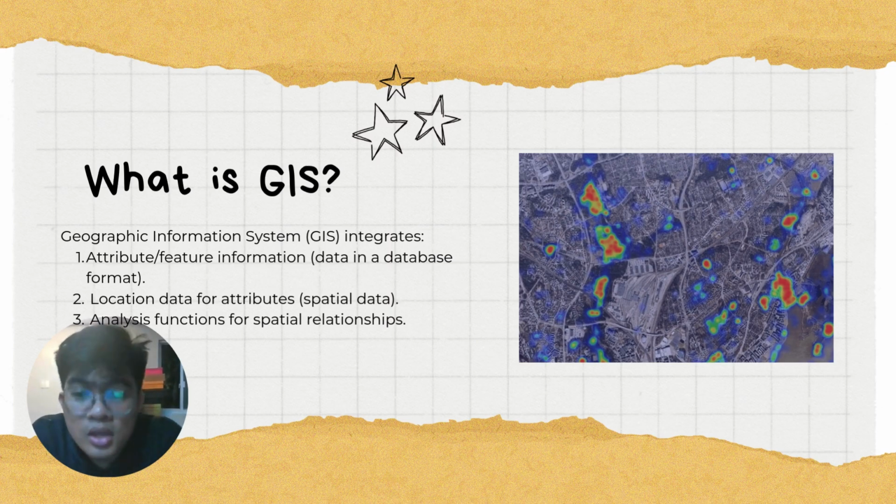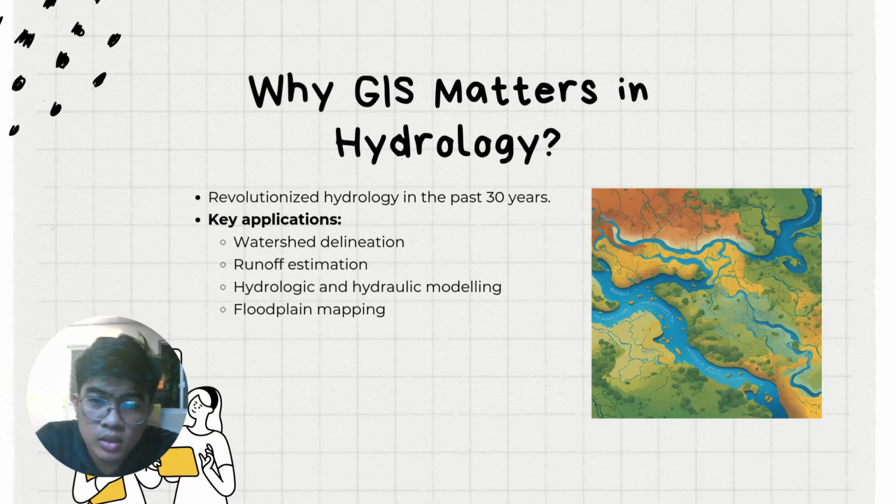For example, GIS can map rainfall intensity across a region or the population density in a city. Essentially, it connects data to geography, making it an invaluable tool for many fields, including hydrology. So the question, why GIS matters in hydrology?